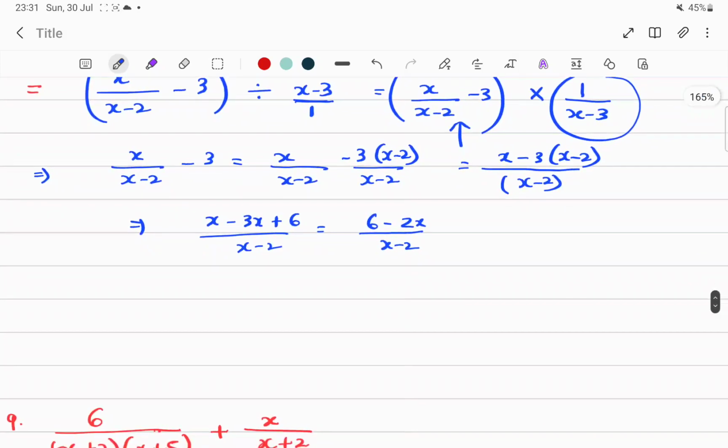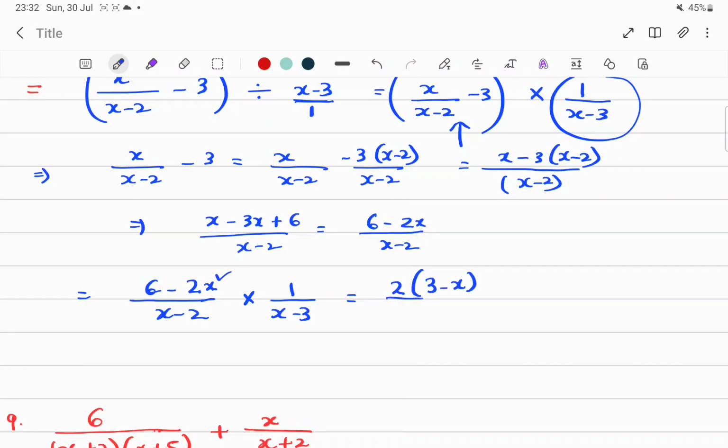Now what we need to do, this thing 6 minus 2x divided by x minus 2, I have to times it by 1 over x minus 3. Now as I told you, you always have to see if you can simplify. Simplify means if there is any factor common. So in the first factor I can take 2 common, so it will be 3 minus x over x minus 2 times 1 over x minus 3.